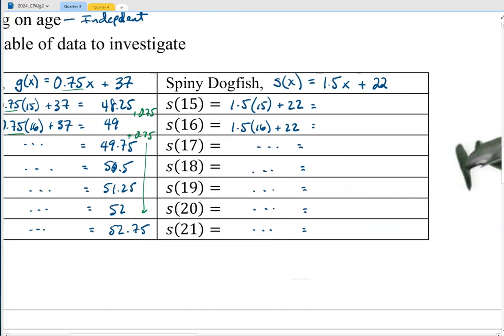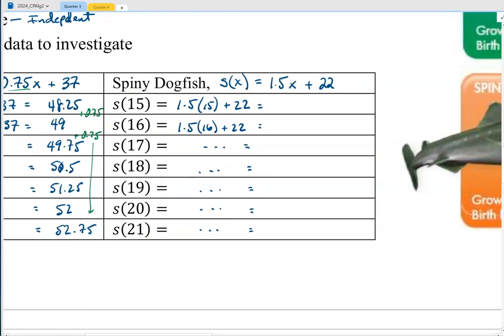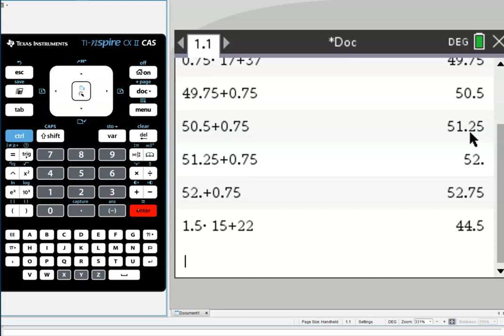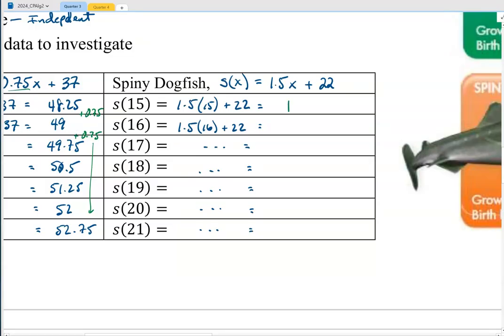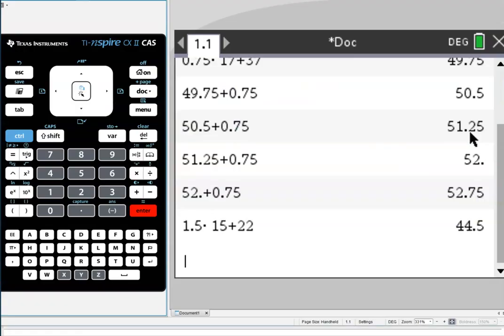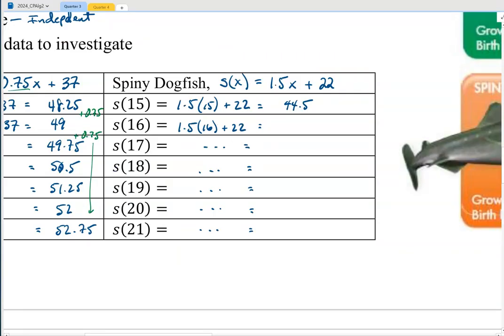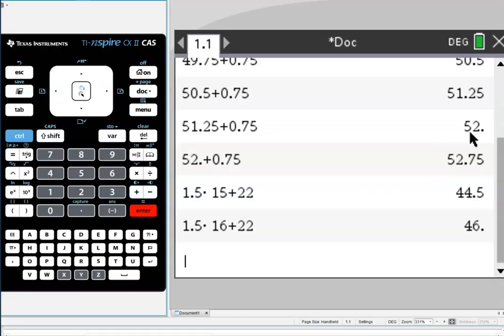Let's see how large the dogfish shark is, the spiny dogfish. So we'll start by running this equation at the beginning. 1.5 times 15 plus 22. So this should be the size of that spiny dogfish at the age of 15. That's only 44.5 centimeters in length, so 44.5. And then if I run the next calculation, we've got 1.5 times 16 plus 22. We've got 46.